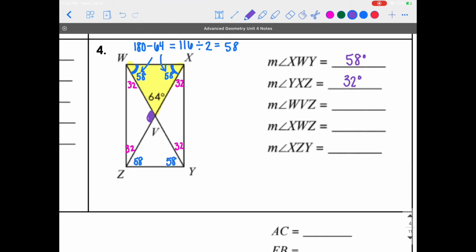But I know that in a triangle, we have 180 degrees. So I can take 180 minus 32 minus 32, which is 116. XWZ is the 90-degree angle, and XZY is 58 degrees.